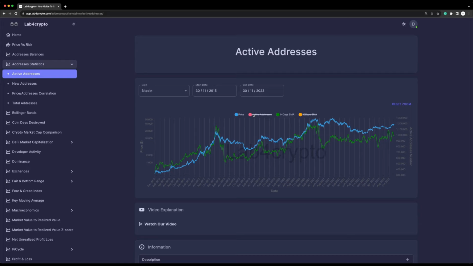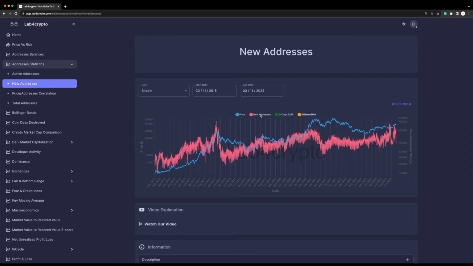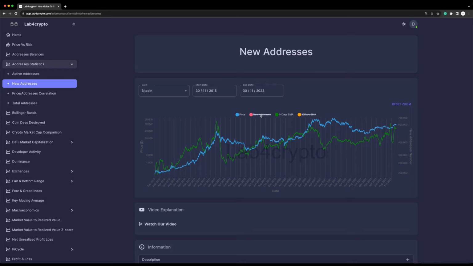A similar pattern emerges when examining the influx of unique new addresses into the Bitcoin blockchain. And let's have a look. Utilizing the SMA once again proves valuable in mitigating the daily fluctuations of new addresses.